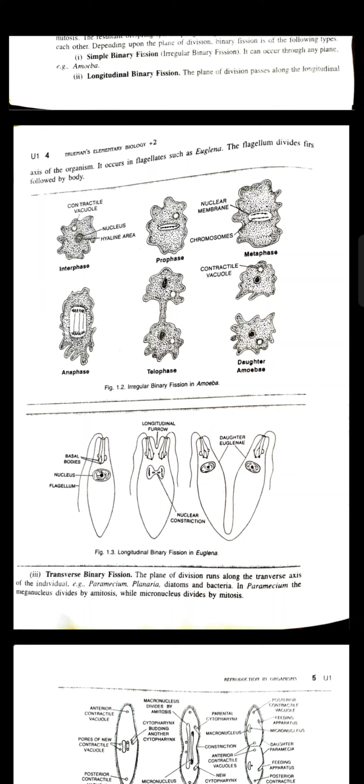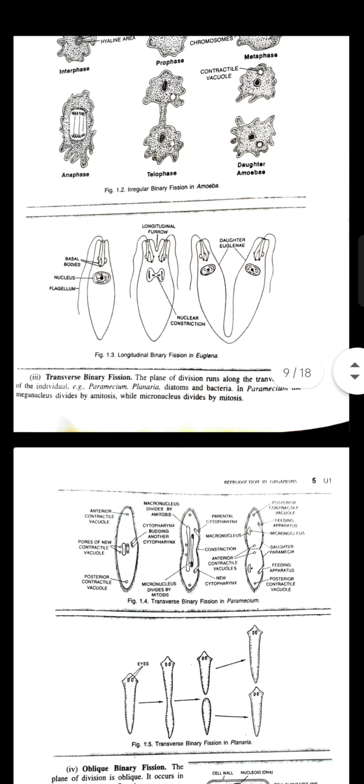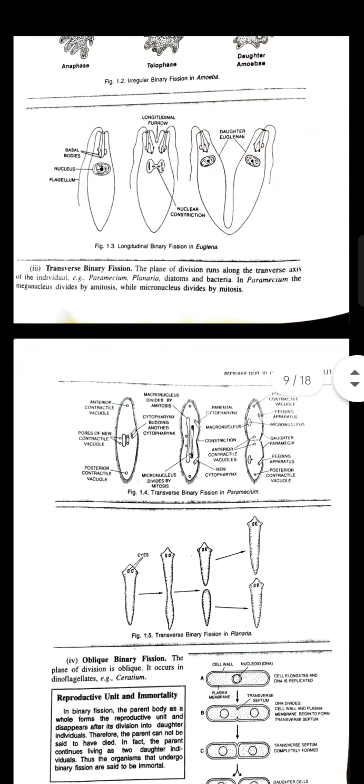The flagellum first is followed by the body, we can see over here. So longitudinal division is taking place; the basal body, the nucleus and the flagella are present. There is a constriction in the nuclear division and finally the longitudinal furrow deepens and divides into two Euglena. Next is transverse binary fission. The plane of the division runs along the transverse axis of the individual. Examples are Paramecium, Planaria, diatoms and bacteria.